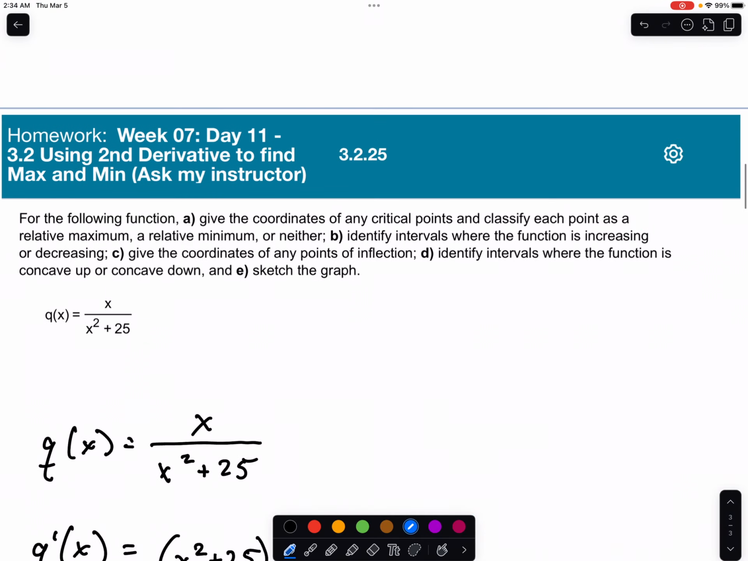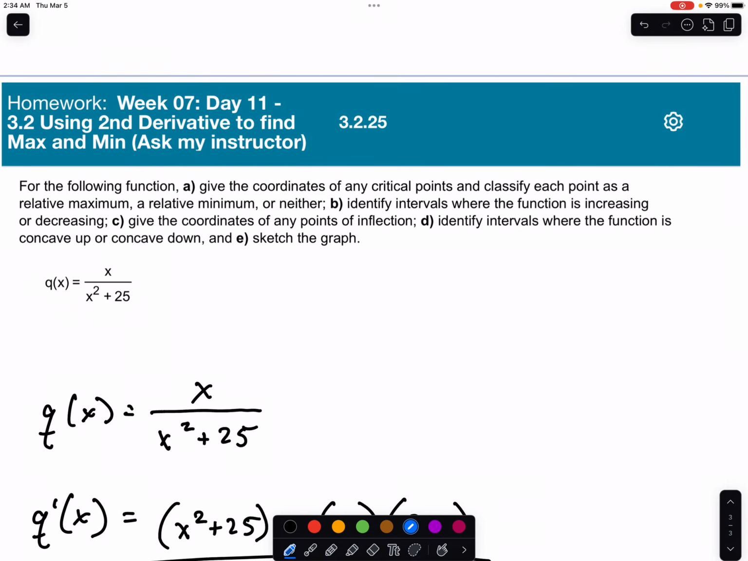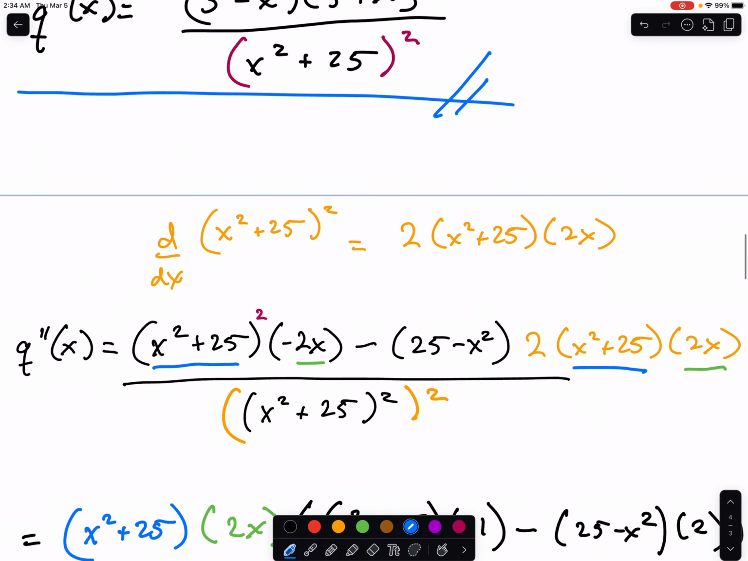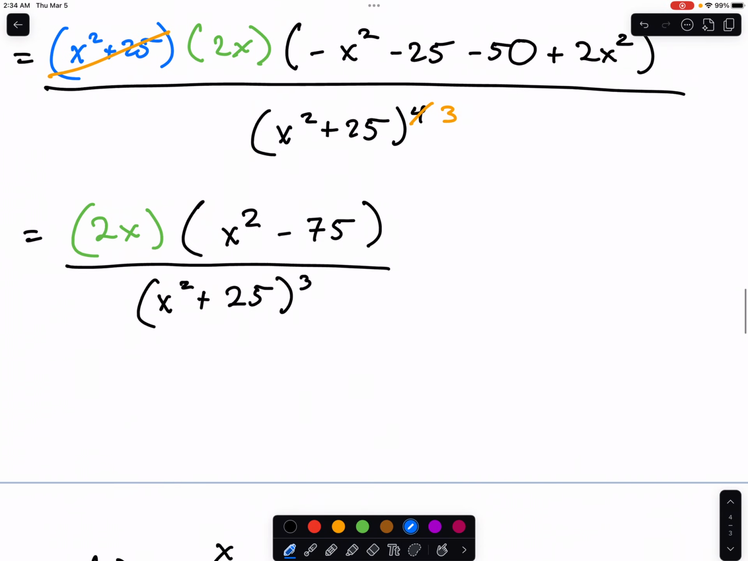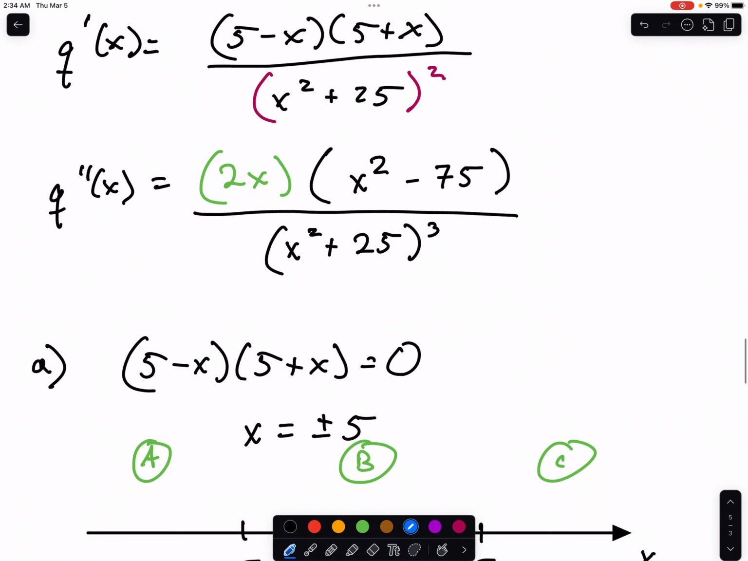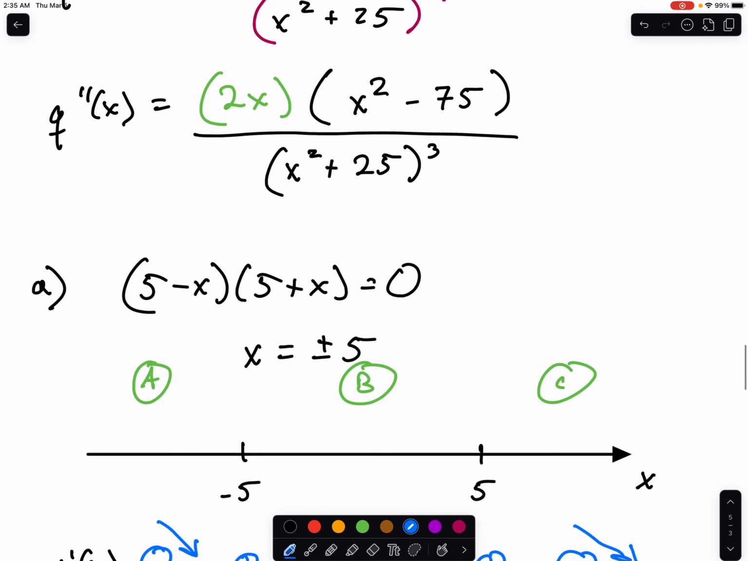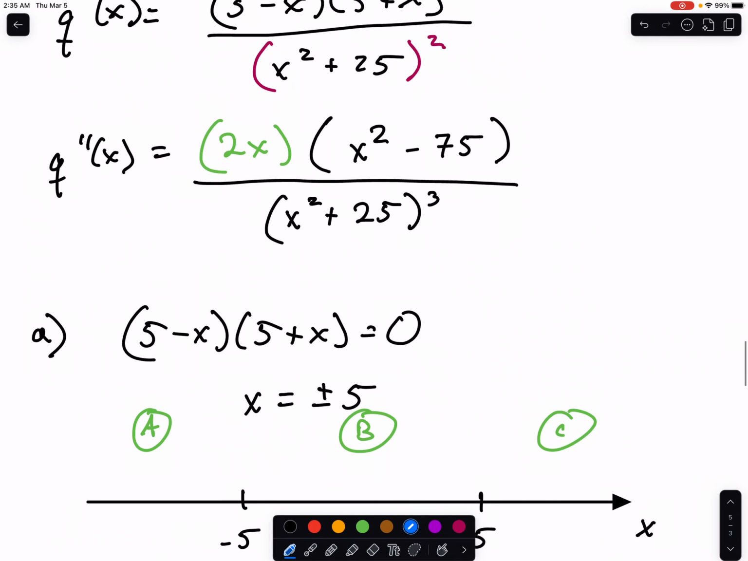Where is the question? There it is. So then C, give the coordinates of any points of inflection. The points of inflection are going to come from our critical values from the second derivative, right? So any value of x that makes the second derivative either 0 or undefined. A fraction is going to be 0 when the numerator is 0, so we're going to start by setting this numerator to 0 and solve.